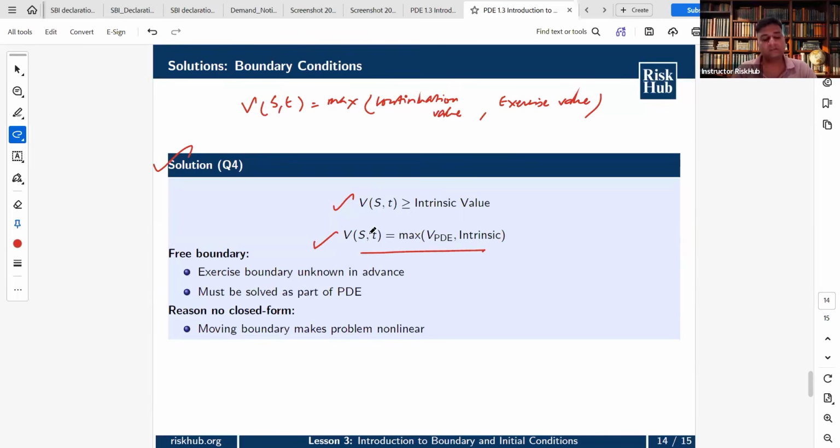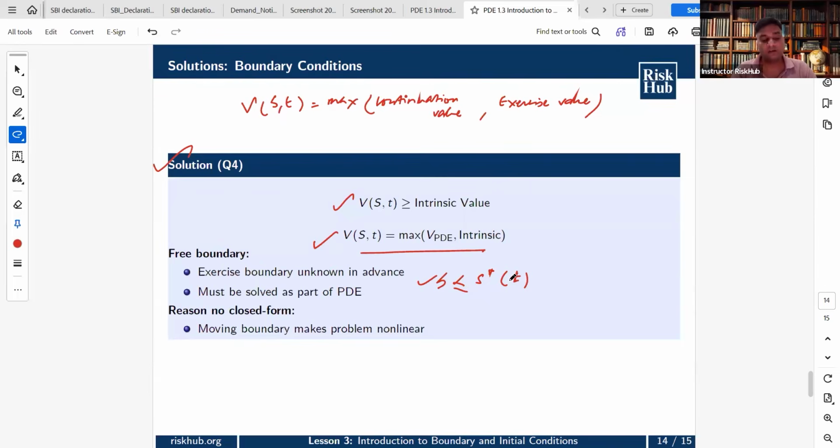The free boundary is the unknown line that separates the regions. One is the continuation region, meaning do not exercise. The other is the exercise region, exercise now. For an American put, there is usually some critical stock price S star(T). If the stock falls below that level, early exercise may become optimal, right? So this part means exercise may be optimal.